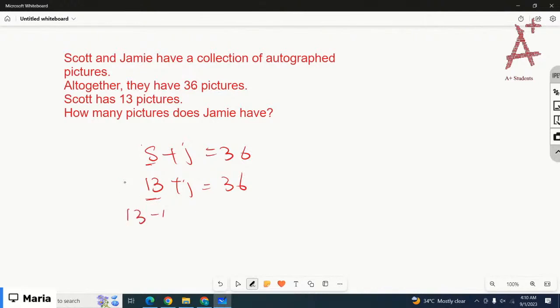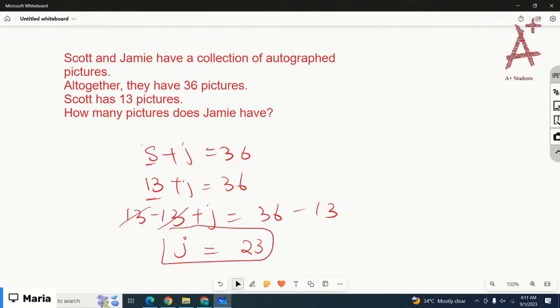So 13 is being added. That means you have to subtract 13 from both sides. So it would be 36 minus 13. 13 minus 13 is 0. You are left with just J. And 36 minus 13 is 23. That means Jamie has 23 pictures, right?